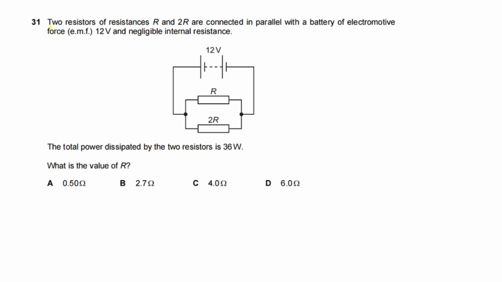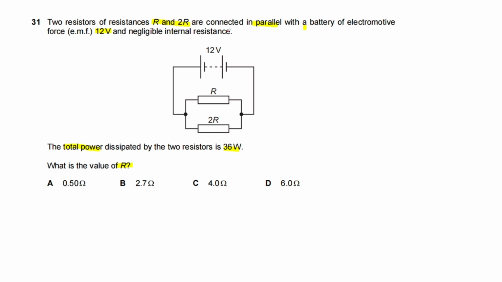Question number 31. Two resistors of resistances R and 2R are connected in parallel with a battery of electromotive force 12 volts and negligible internal resistance. The total power dissipated by the two resistors is 36 watts. What is the value of R? So you need to find out the value of R.